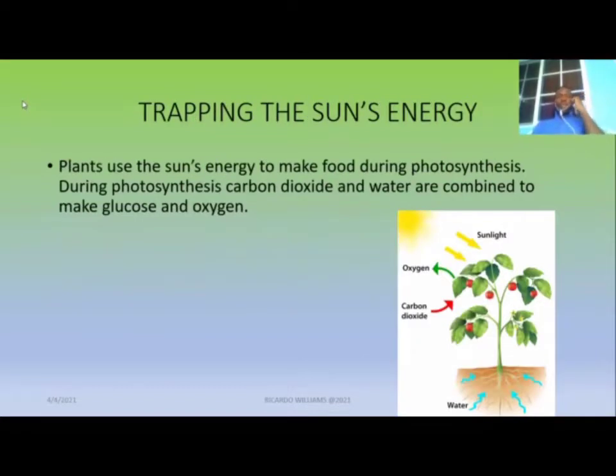So first, we are recalling that plants use the sun's energy to make food during photosynthesis. We made that point very clear in our previous presentation on feeding relationships. During photosynthesis, carbon dioxide and water are combined to make glucose and oxygen. If you don't know what photosynthesis is, please go back and check. This is a concept that is taught from grade 7 all the way up.